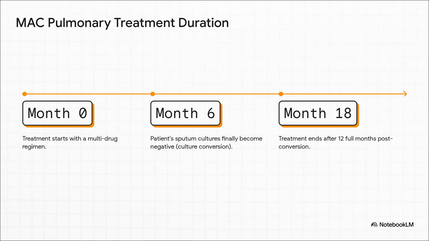And if you thought the regimen was intense, just look at the duration. This timeline is mind-boggling. The rule of thumb for MAC lung disease is that you continue treatment for a full 12 months after the patient's sputum cultures finally turn negative. So by the time it's all said and done, a patient is often on these powerful drugs for 18 to 24 months. It's an incredible commitment.